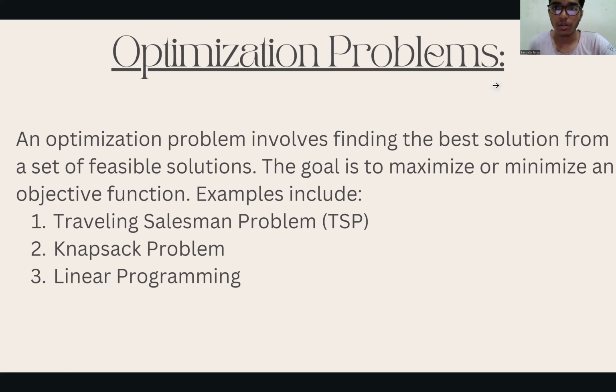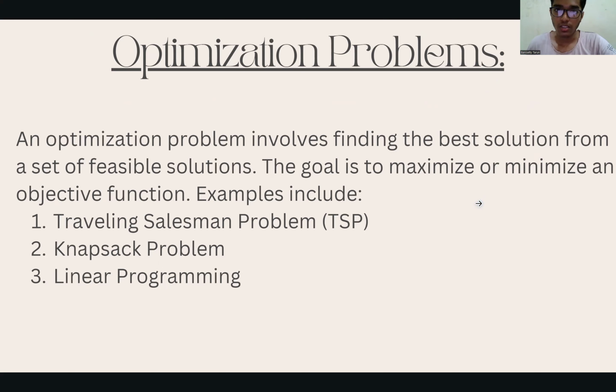Next, optimization problems. Optimization problems are completely different from decision problems. Unlike decision problems, optimization problems have to return the optimal solution. There will be many solutions to these optimization problems. There can exist more than one solution, but we have to return the most optimal solution among the set of feasible solutions.